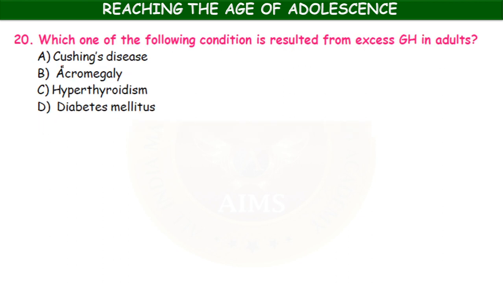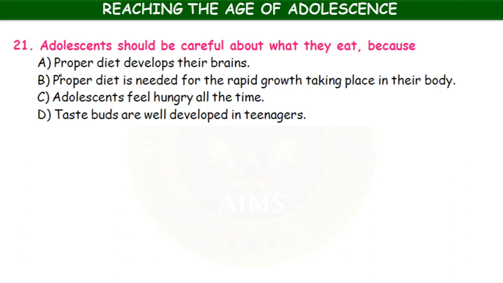Which one of the following conditions results from excess growth hormone in adults? Cushing's disease, acromegaly, hyperthyroidism, diabetes mellitus. It is the gorilla face appearance, hypergrowth, that is called acromegaly, the condition resulting from excess growth hormone in adults. Whereas dwarfism is due to hyposecretion of growth hormone by the pituitary.